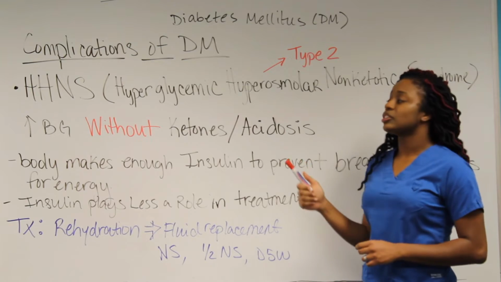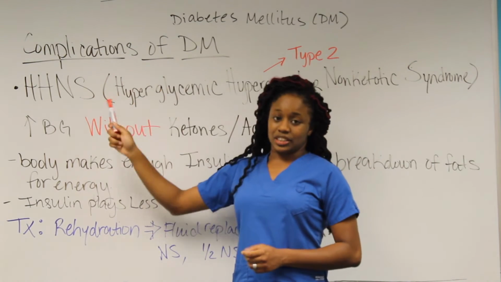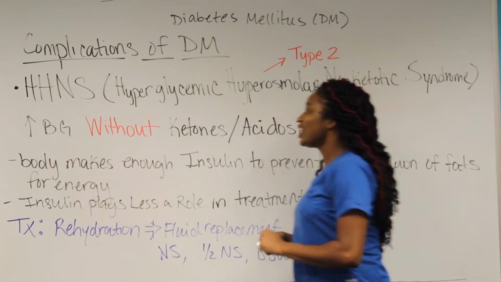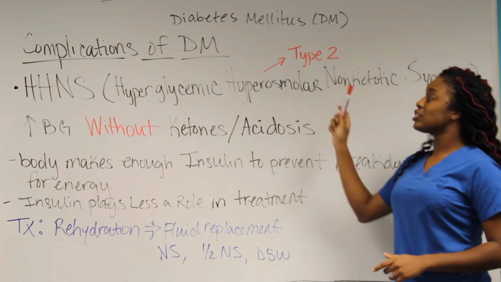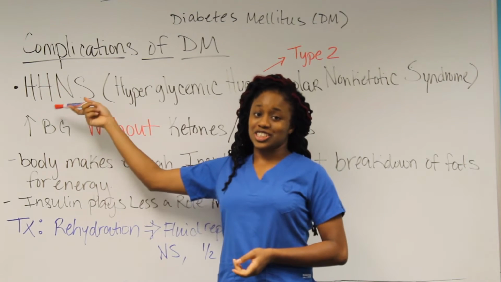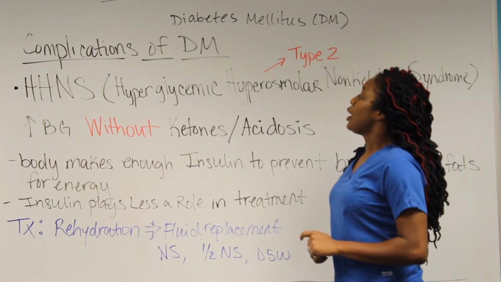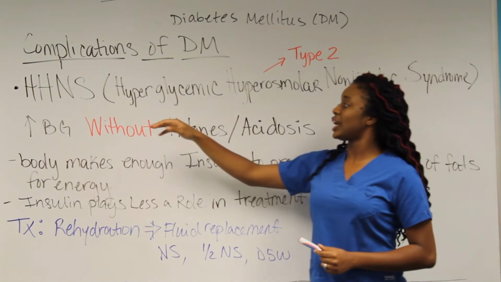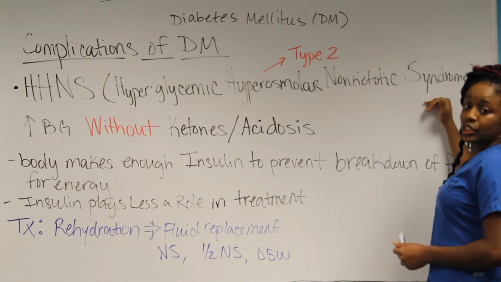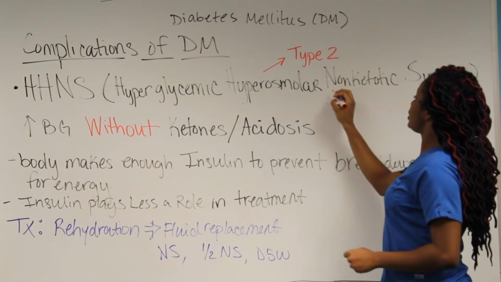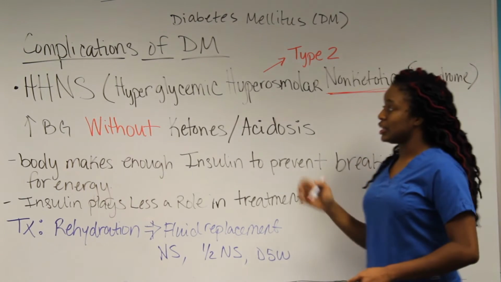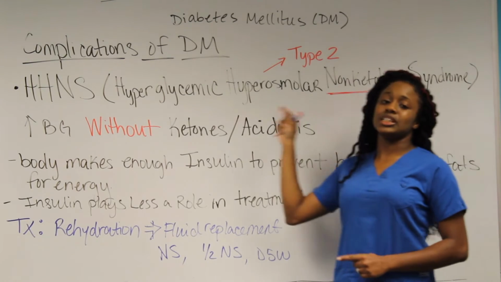So the next complication that we're going to talk about is called HHNS, okay? And pretty much what that stands for is, hold on because this is a mouthful, okay, hyperglycemic, hyperosmolar, non-ketonic syndrome, all right? So you get the drift. HHNS is the better way to go, okay? But pretty much it's saying high glycemic, non-ketonic syndrome, okay? So the main thing we need to focus on here is this word right here, non-ketonic. That is going to be the biggest difference between this one and DKA.